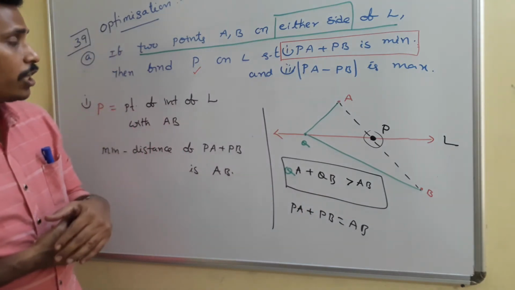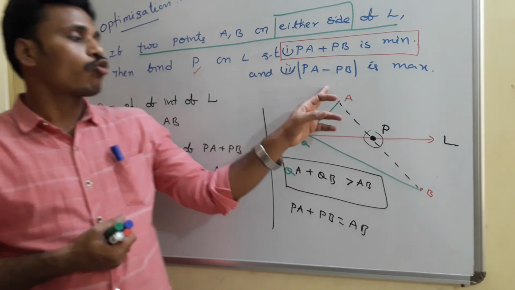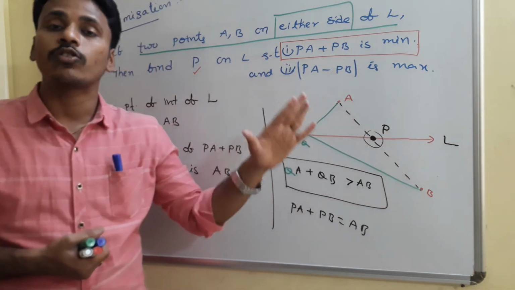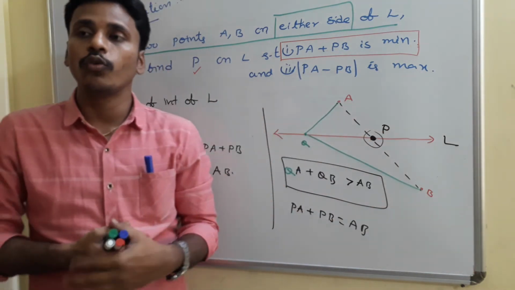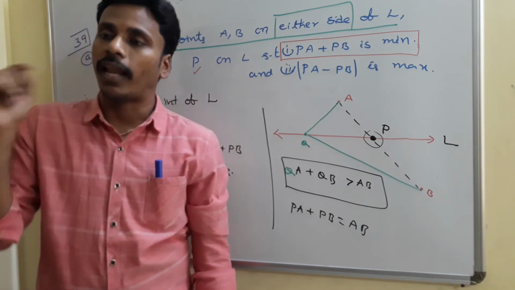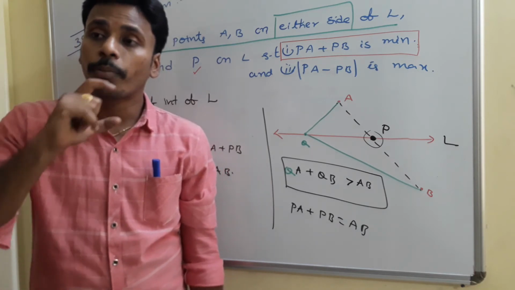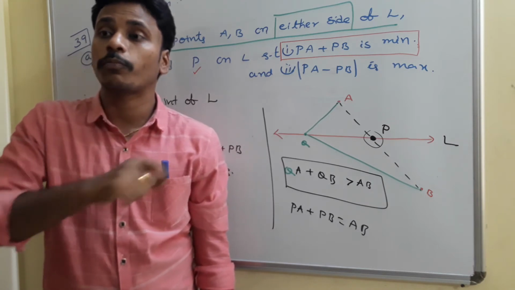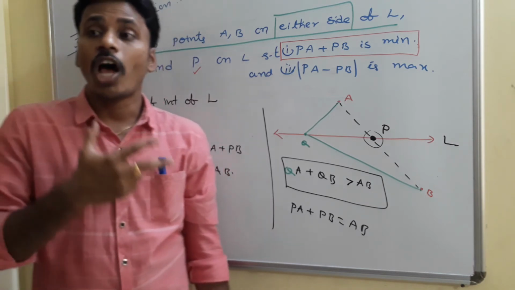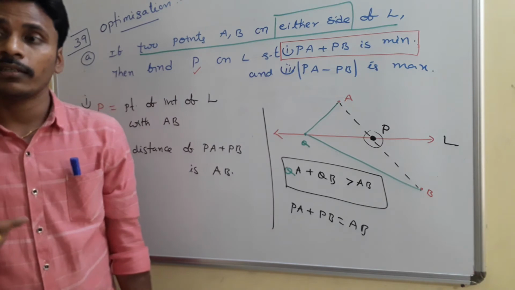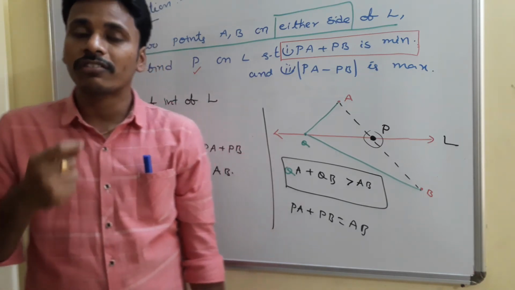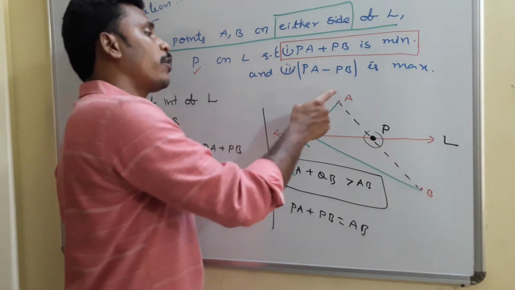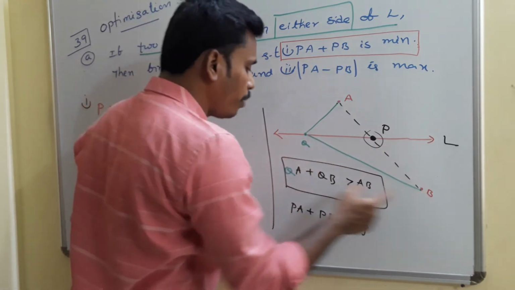Once again I am telling you, just look there. There are 2 points A and B on either side of the line. Now the question is, you need to find one point on the line such that PA plus PB is minimum. We need to search for that point on the line. There are infinite points on the line. For each and every point, you calculate the distance from that point to A and the distance from that point to B, the sum.